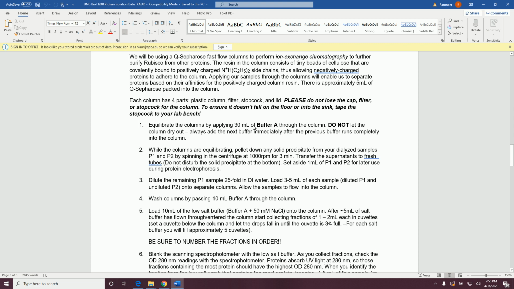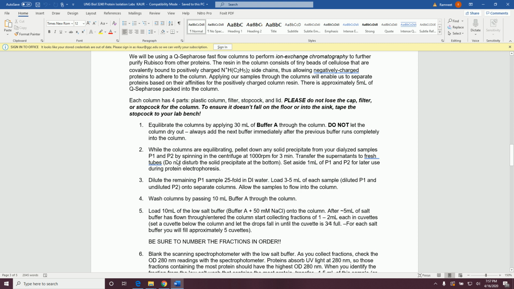This is called equilibration. On the other hand, you would have taken your P1 and P2 and spun them down so that any solid precipitate settles down. You would have taken the supernatants, P1 and P2. P1 you would have been required to dilute because it has a lot of proteins, while P2 we can take undiluted, and you would have loaded P1 and P2 on the column, passing these dissolved pellets in water over the column.